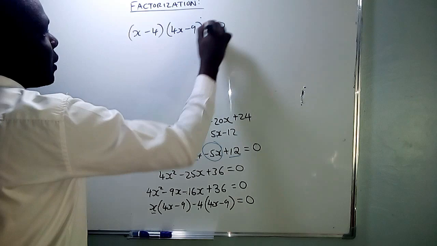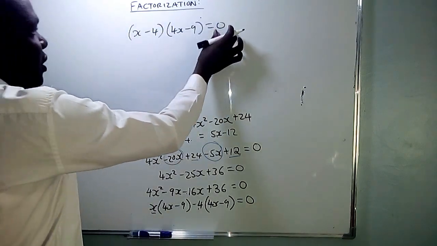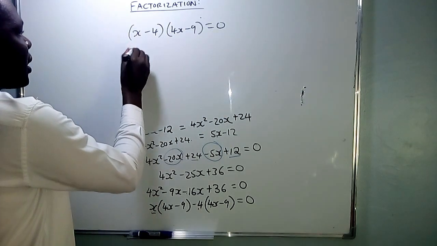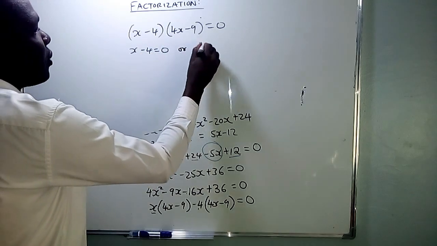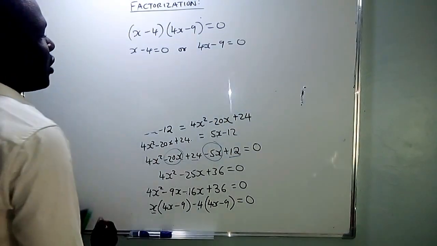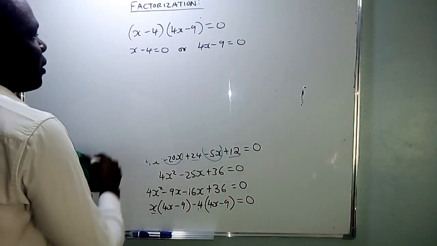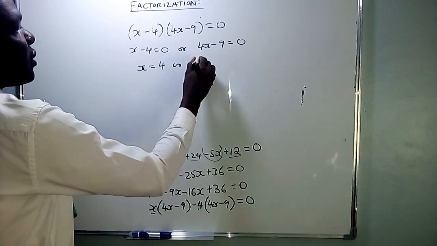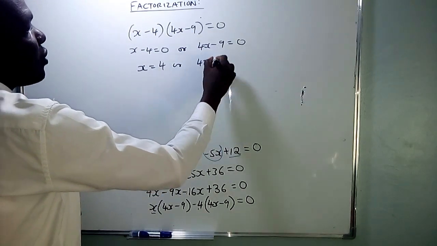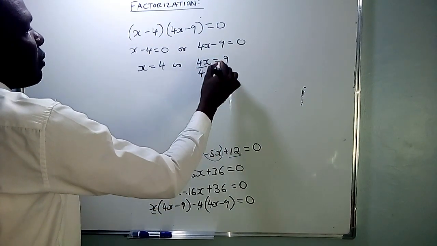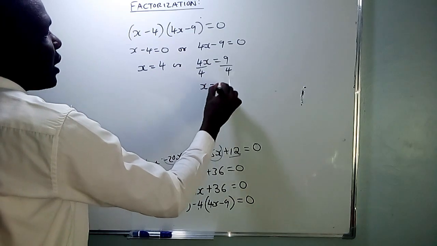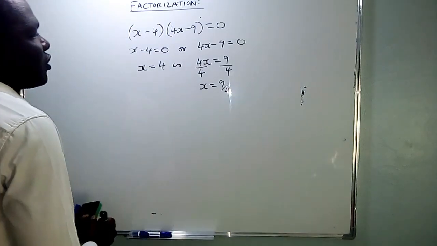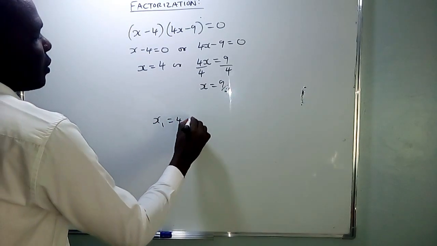So what does that imply? It implies that either the first factor is equal to 0 or the second factor is 0. So we have x minus 4 is 0 or 4x minus 9 is 0, isn't it? This will imply that x is equal to 4 in the first case. In the next case, 4x is equal to 9, isn't it? So that will imply, you divide both sides by 4, x is 9 over 4. So you've solved that problem using factorization. That is how to solve a quadratic problem using factorization.